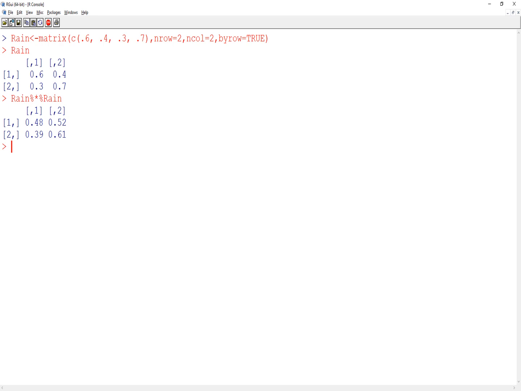So what do I mean by component-wise? I mean that the upper left number will be 0.6 times 0.6, so 0.36. And the upper right number will be 0.4 times 0.4, which would be 0.16. That is not how matrix multiplication works. And again, you may or may not have taken linear algebra, but at the end of the day, it doesn't matter, because we can have R do it for us.